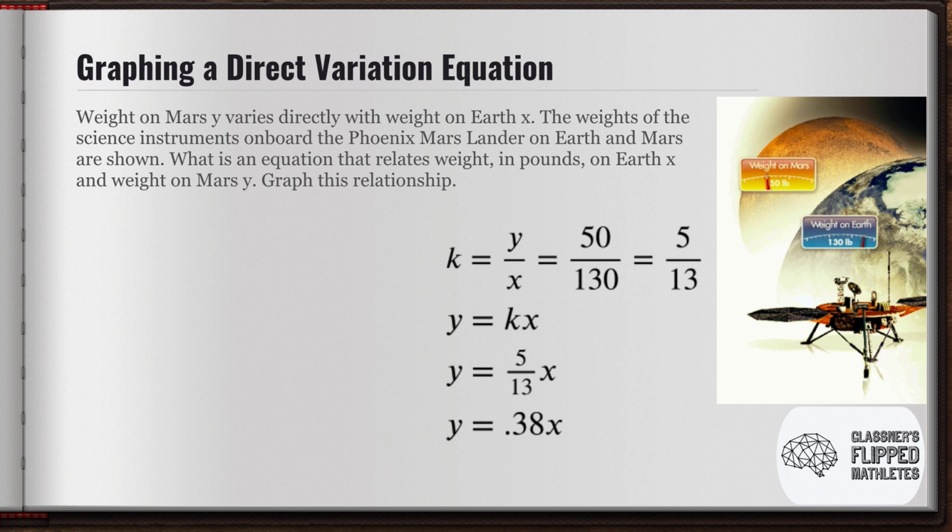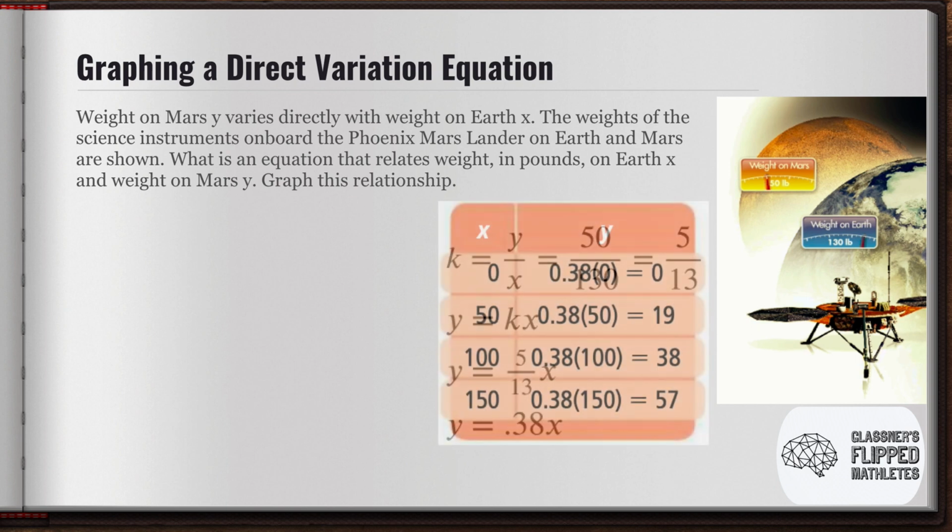For the sake of what we're going to do on a graph, I'm going to round 5 over 13 to 0.38. It's not exactly 0.38, but it's close enough. Because now we need to graph it. So if you graph this, how are you going to do that? Well, a table of values would be really helpful. Let's plug in some values. I don't know, 0, 50, 100, 150.